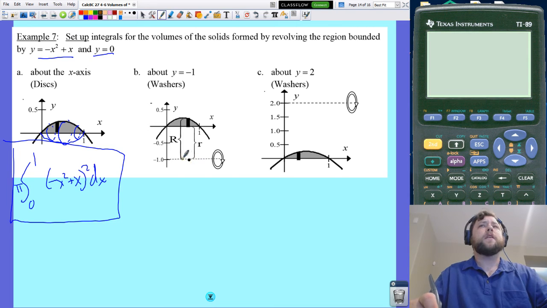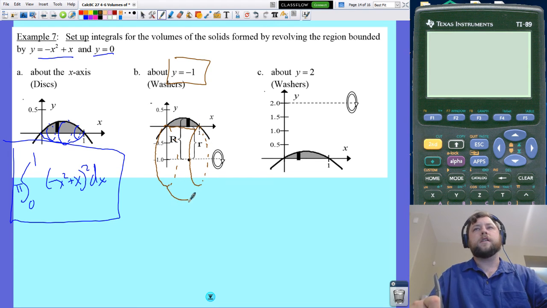Now this one's different. Notice it's revolving around y equals -1. When I revolve the shape around -1, I'm going to have this big gap. Think of this as the inner radius. This is going to be white space right here. Then this little half circle is going to revolve way out here, so the outer radius is going to do that. So we have this big gap right here, and that's going to be important when we figure out our equations for big R and little r.